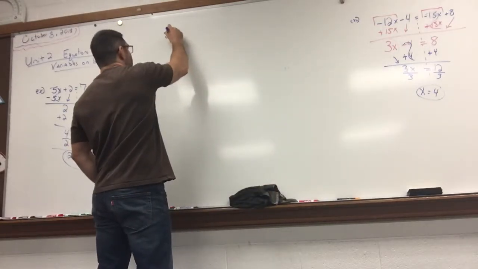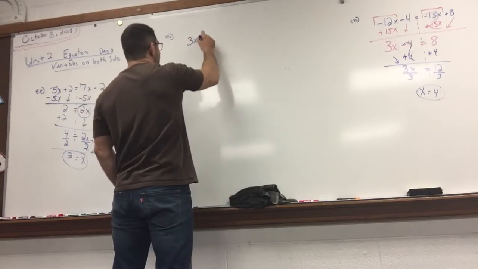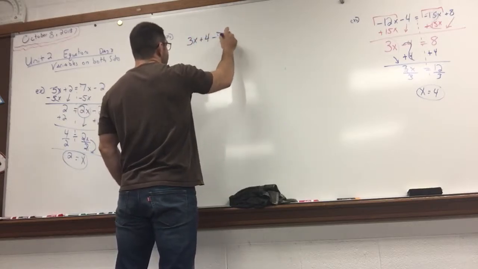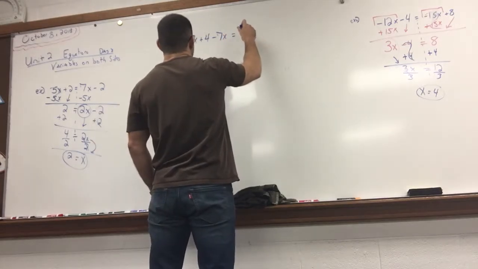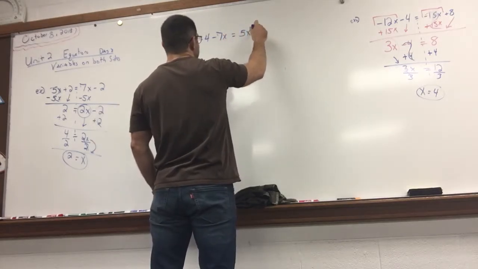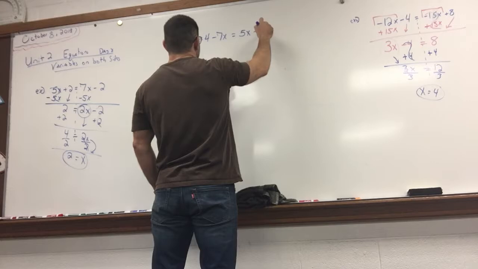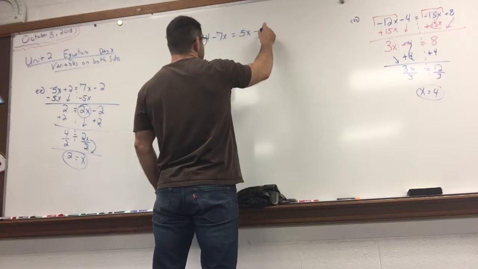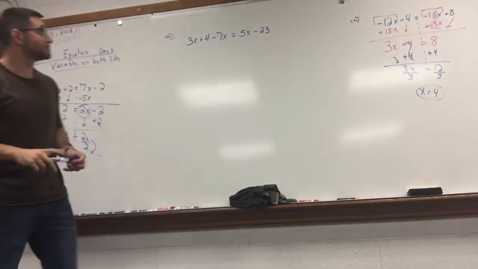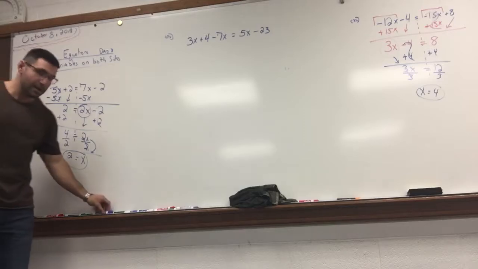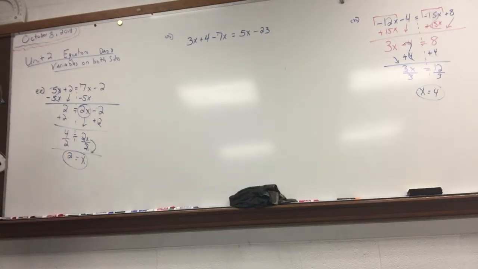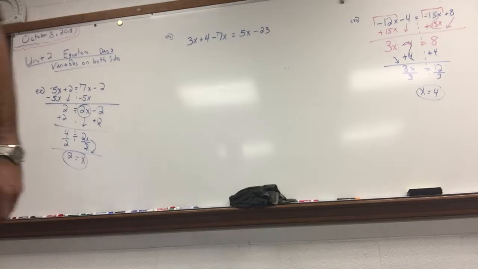So here's example 3. Let's go 3x plus 4 minus 7x equals 5x minus... hold on. I just lost my train of thought. There we go. So, I'm going to give you about a minute and a half. I want you to go until you get stuck. See if you can try this problem and go until you get stuck, following the directions. So follow those steps, see what you come up with.